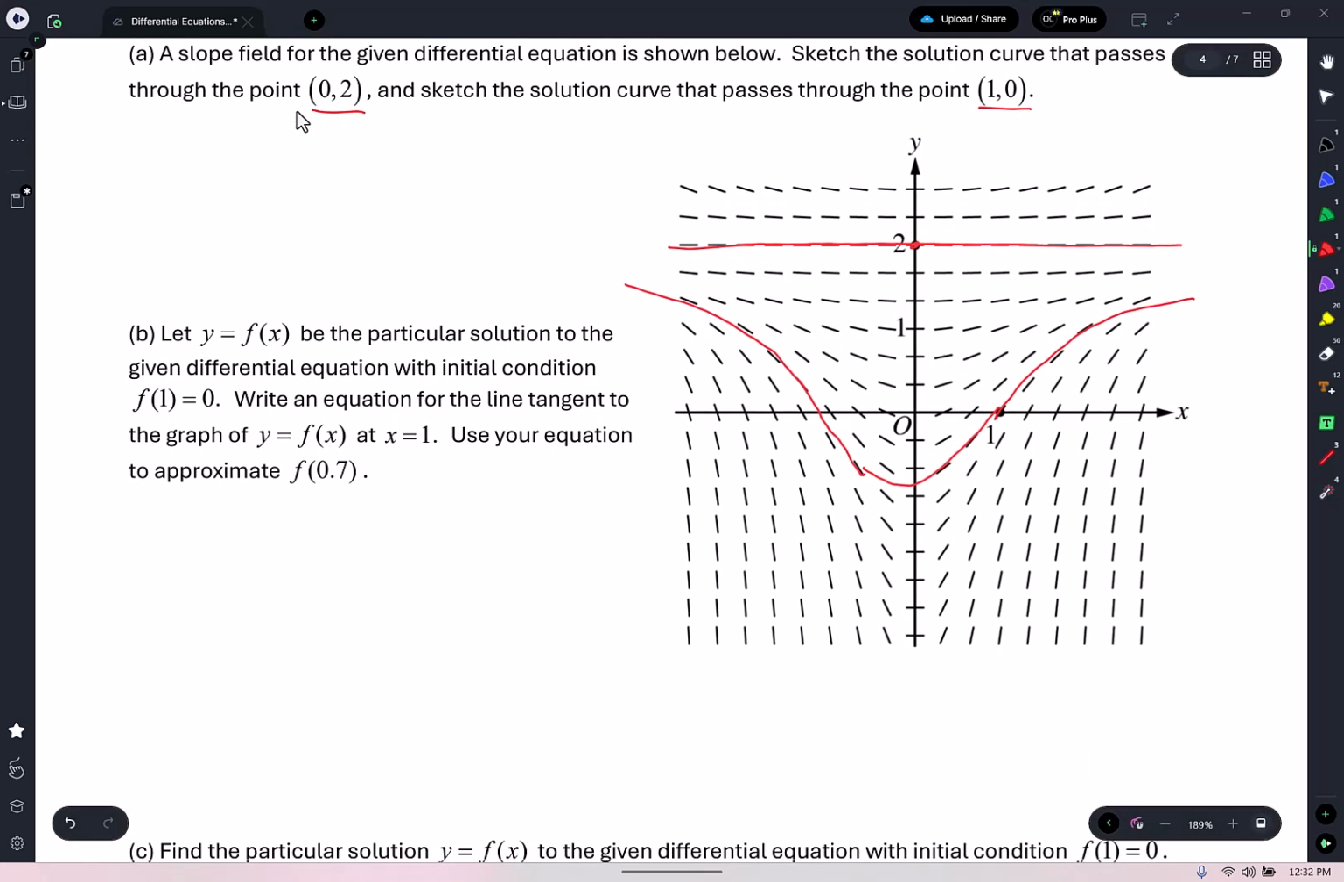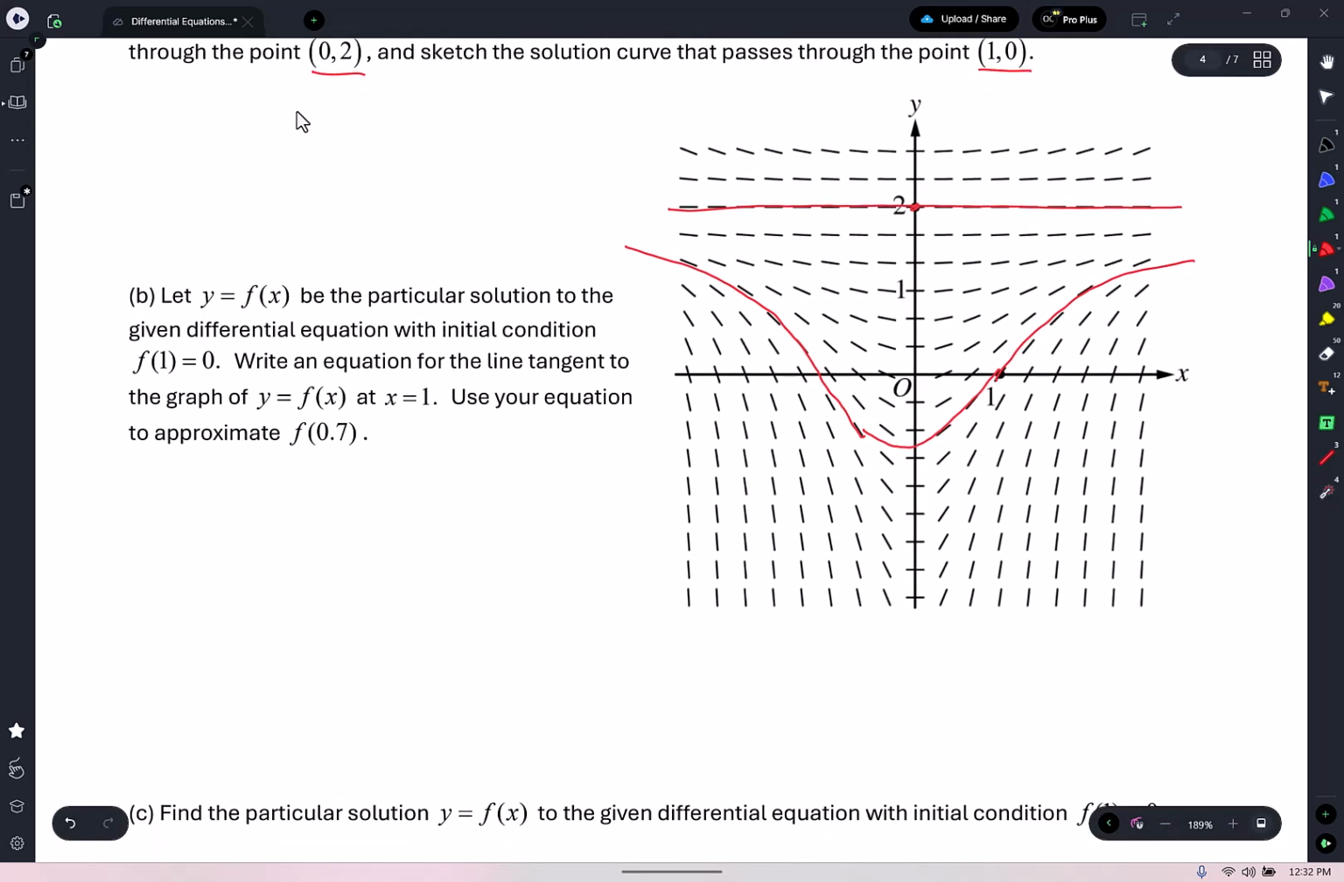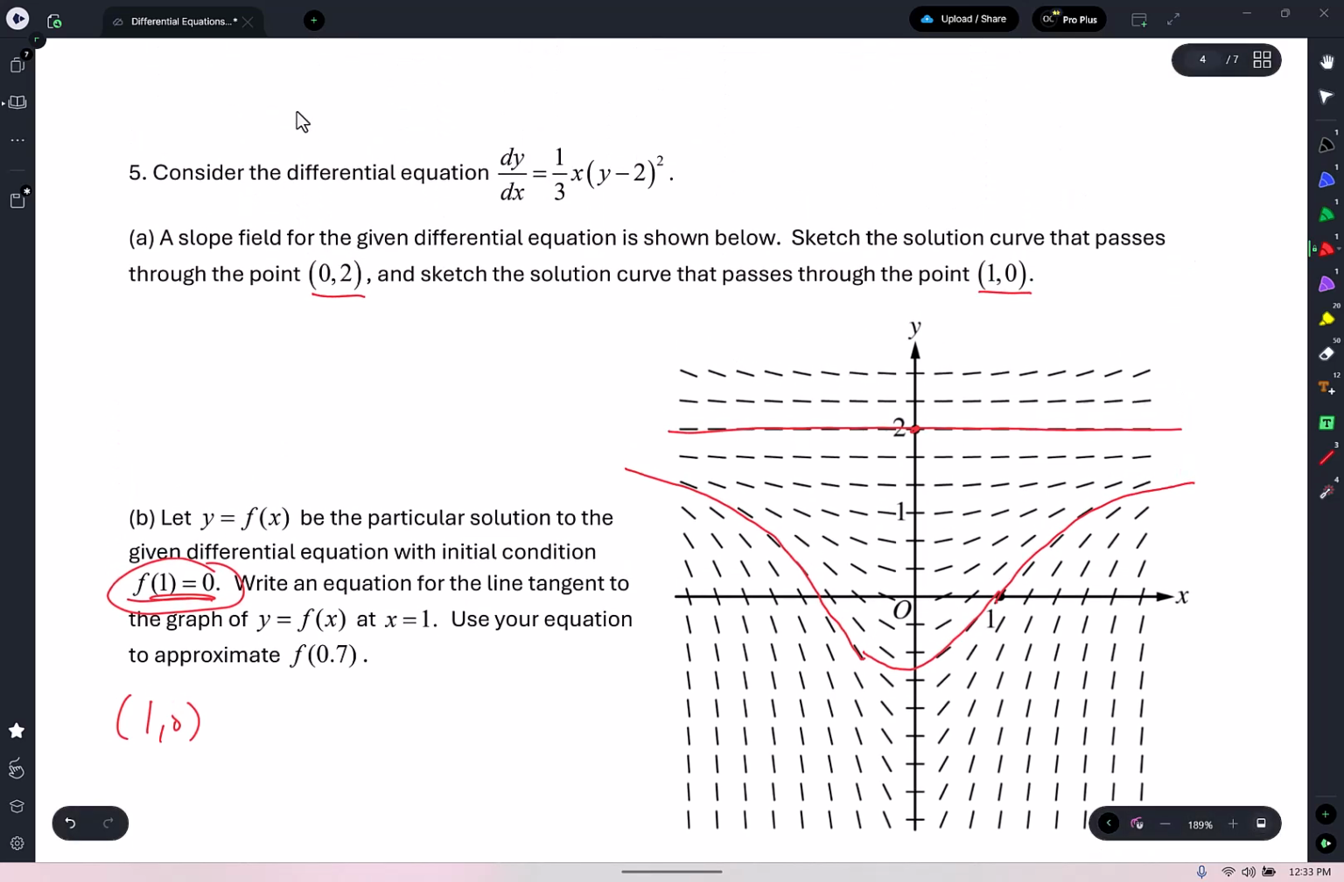All right, let's go to letter B. Let y equals f of x be the particular solution to the given differential equation with initial condition f of 1 equals 0. Write an equation for the line tangent to the graph of y equals f of x at x equals 1. Use your equation to approximate f of 0.7. So what they want you to do, guys, is find a tangent line. For a tangent line, you need a point and a slope. I already got the point right here, (1, 0). So now I need my slope.